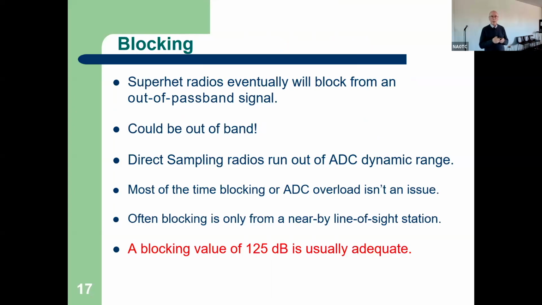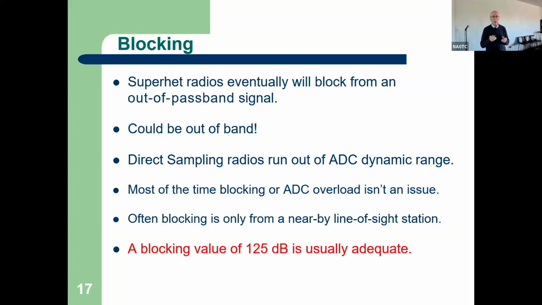Blocking. You probably don't have this problem unless you've got, let's say, a station within line of sight. Now, a superhet will eventually block. The signal could be out of band if you were on 40-meter CW and there's a broadcast. Let's say you're in Europe, on 40-meter CW, and there's a megawatt broadcast station on 7.25 or something. That could be overloading your radio. So most of the time, though, with modern radios, you probably won't block it.